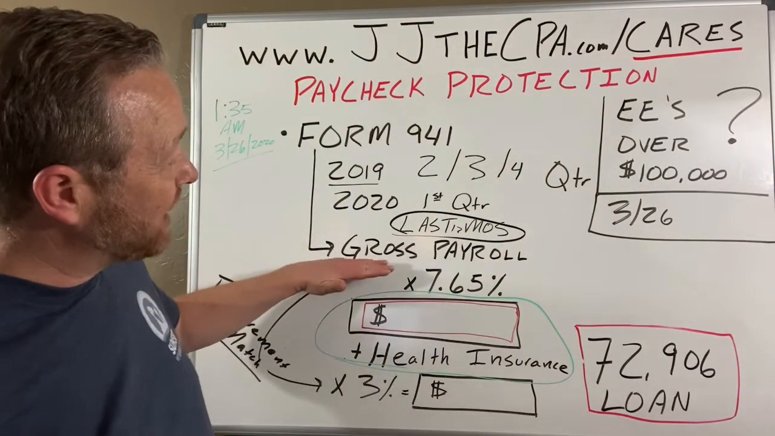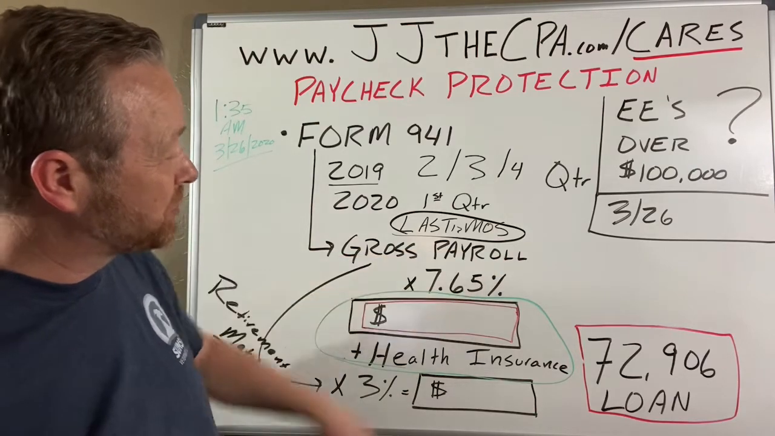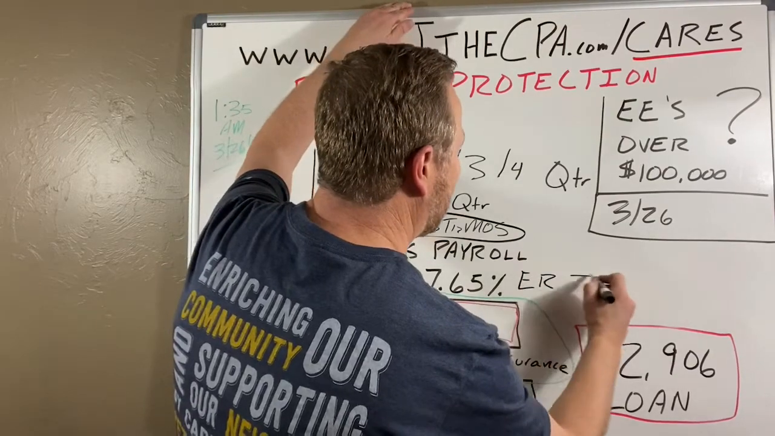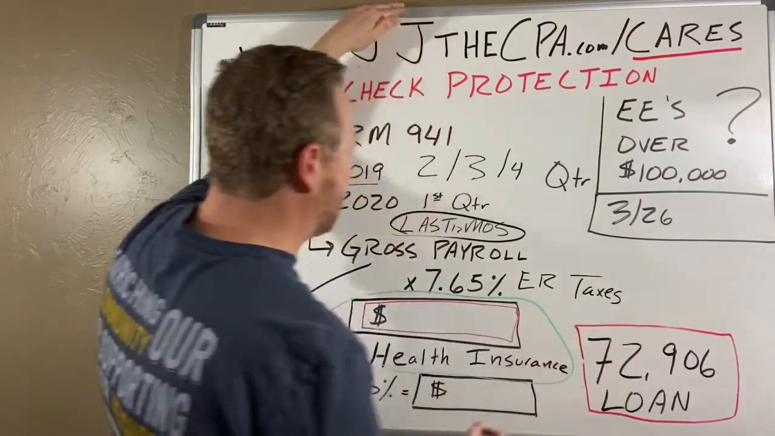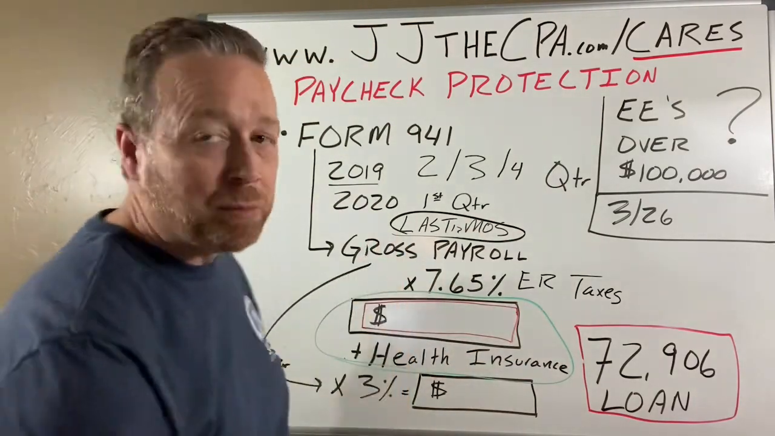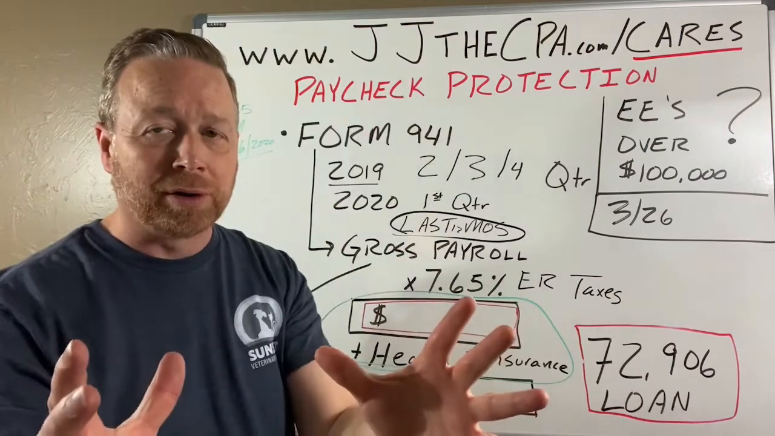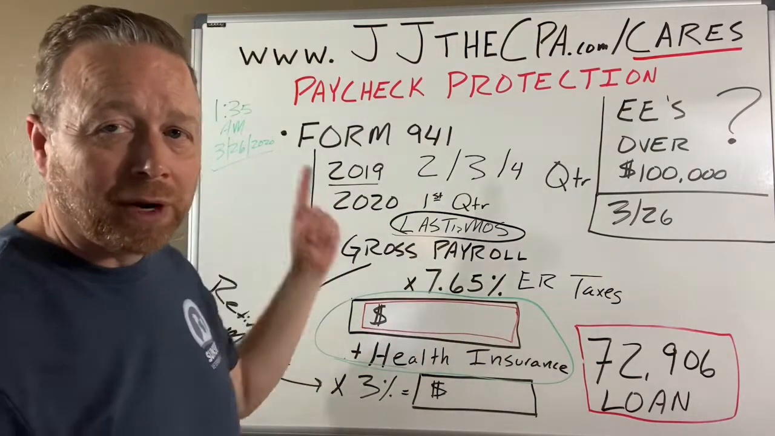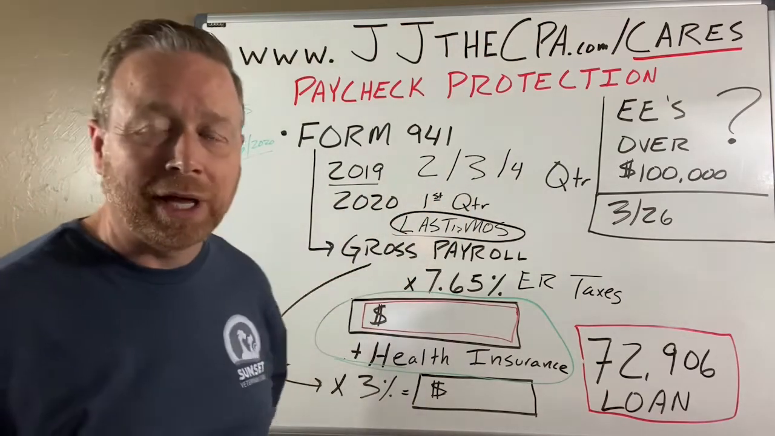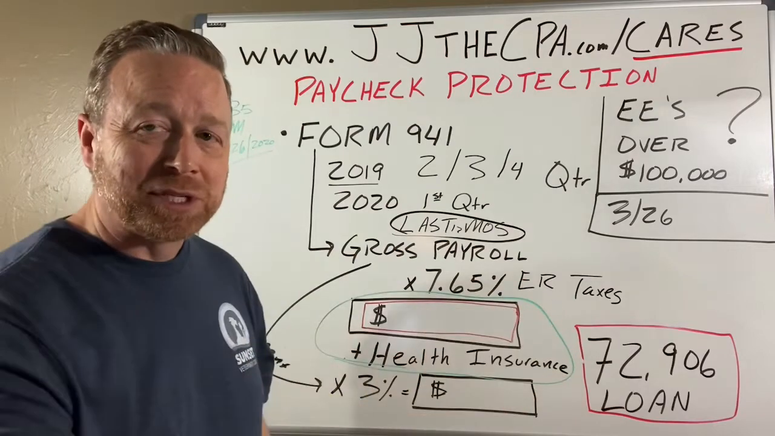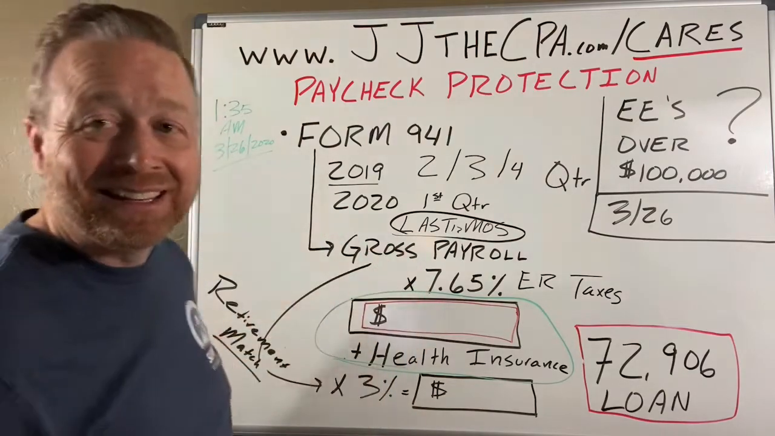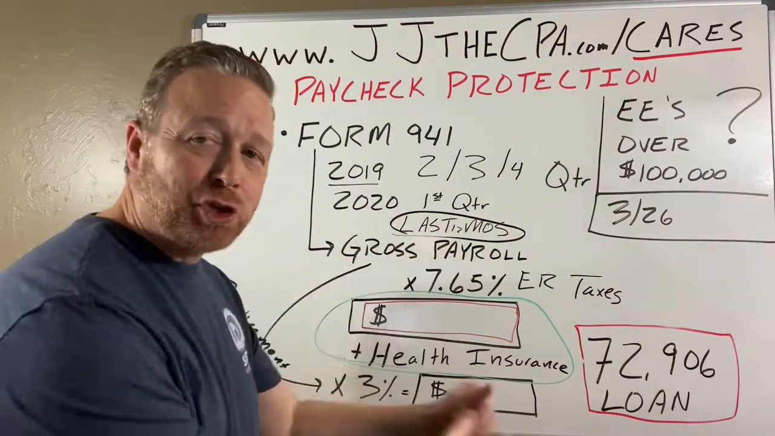Now, you're gonna take that amount times 7.65%, okay? What is that? That is the employer taxes. If you really wanna do quick, what's your payroll times 7.65%? That's your ballpark. How do I figure out my gross payroll? You're gonna get 941, second, third, and fourth of 2019, first quarter of 2020, and you're gonna take that dollar amount times 7.65%, and now you know your round amount, because you're gonna take that divided by 12 times 2.5.